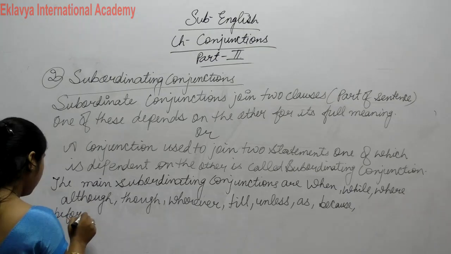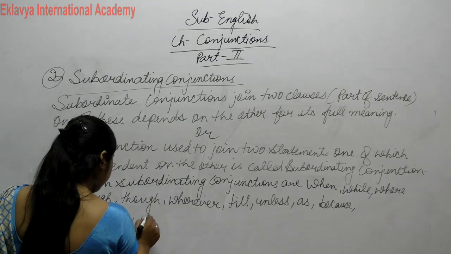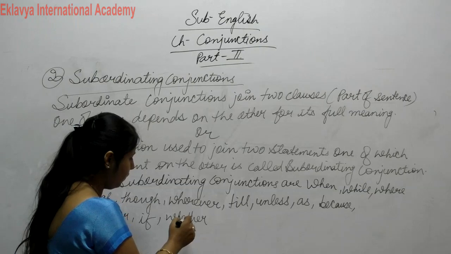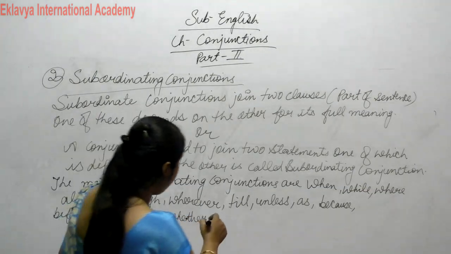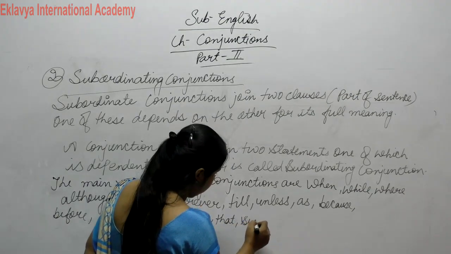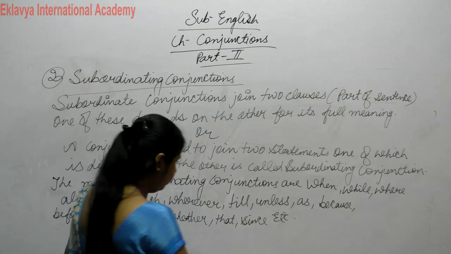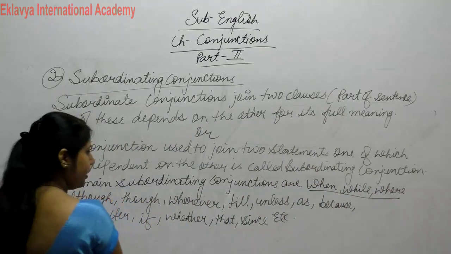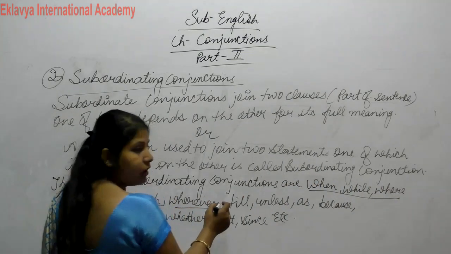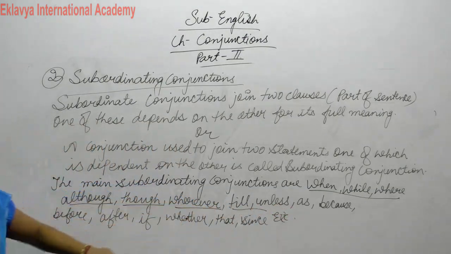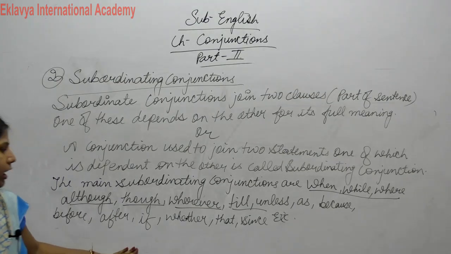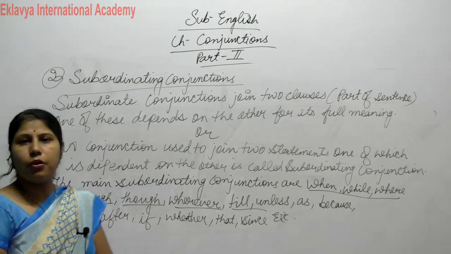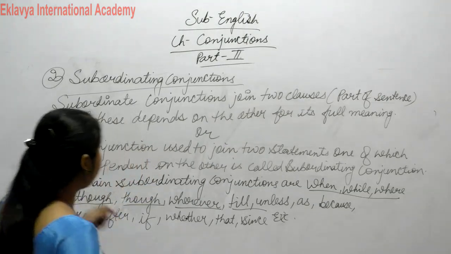Before, after, if, whether, that, since, etc. So the subordinating conjunctions are: when, while, where, although, though, wherever, till, unless, if, because, before, after, whether, that, since, etc. Clear? So these are our subordinating conjunctions. Now we will see examples one by one.